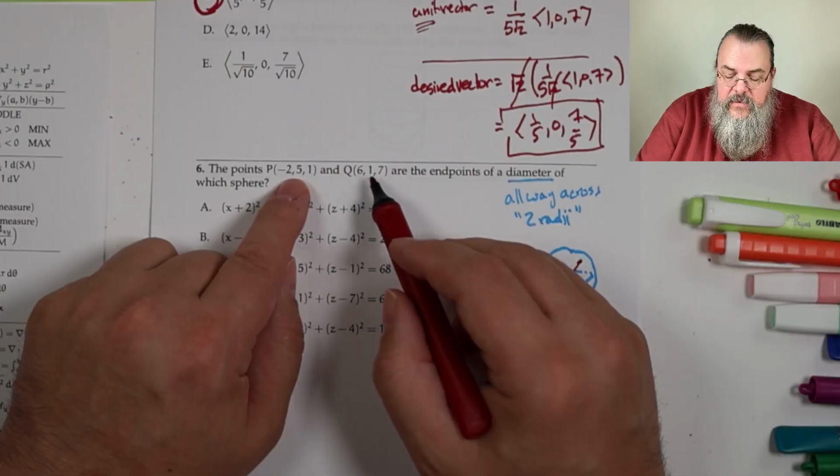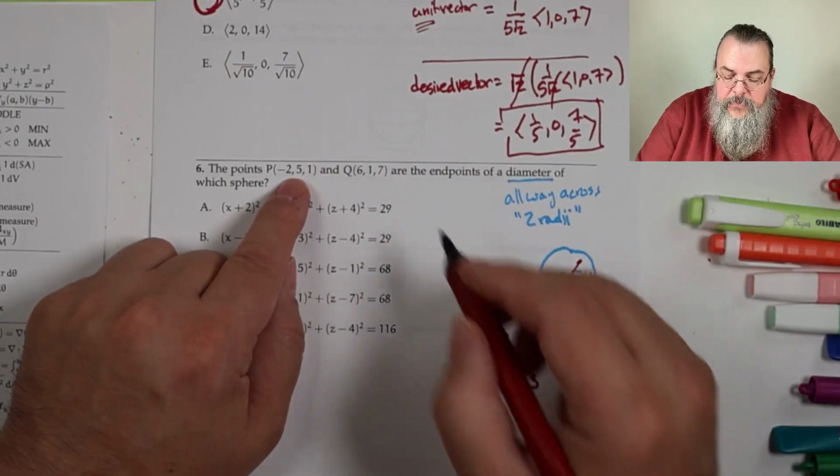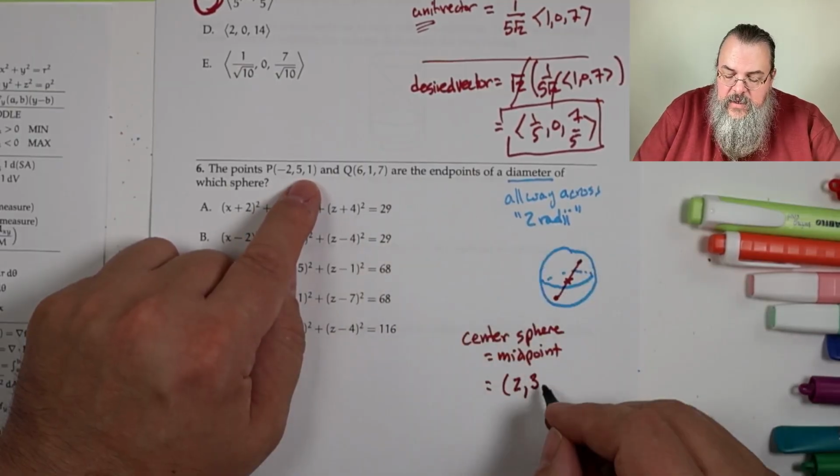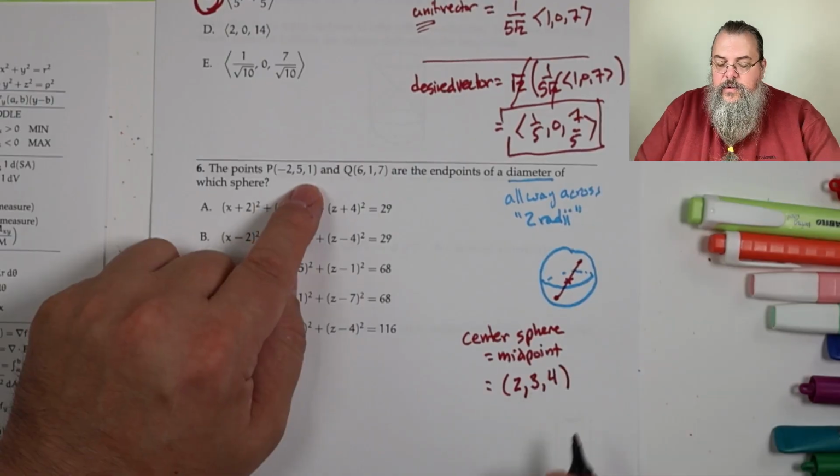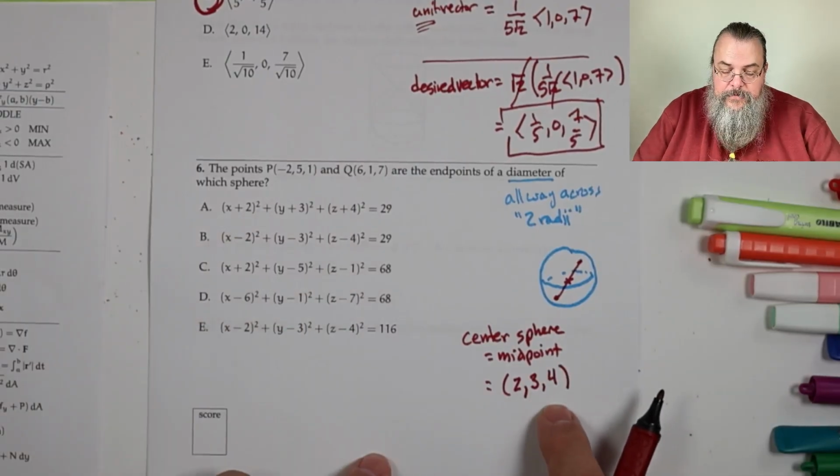5 plus 1 is 6. Divide by 2 makes 3. 1 plus 7 is 8. Divide by 2 makes 4. So our center is 2, 3, 4.